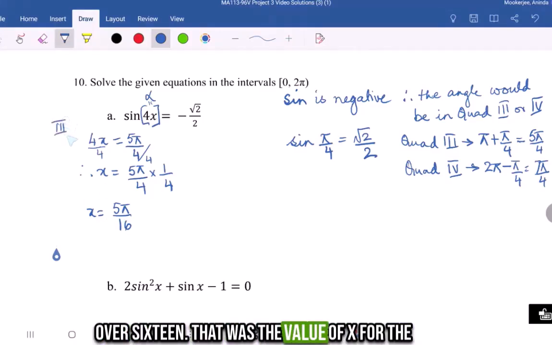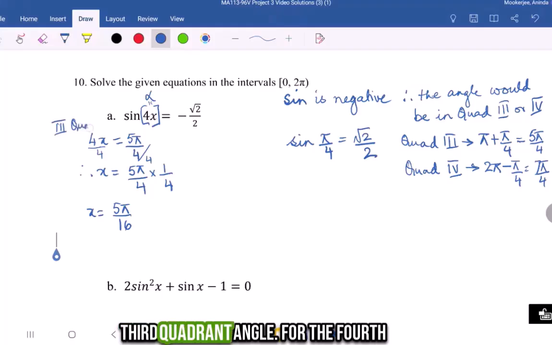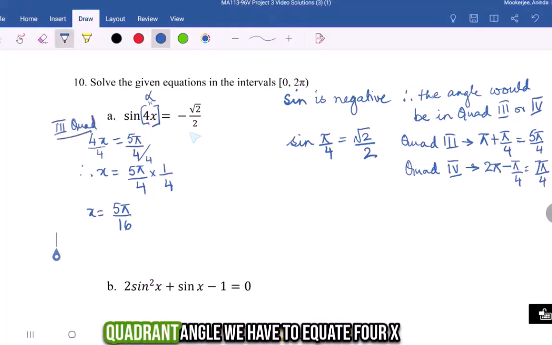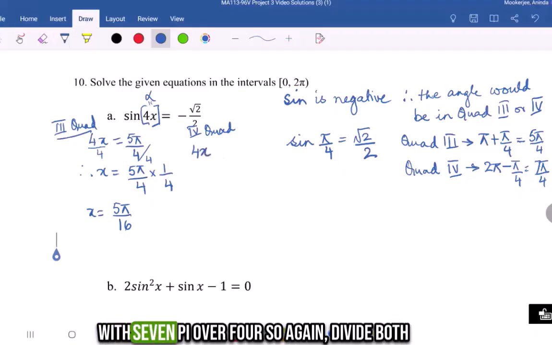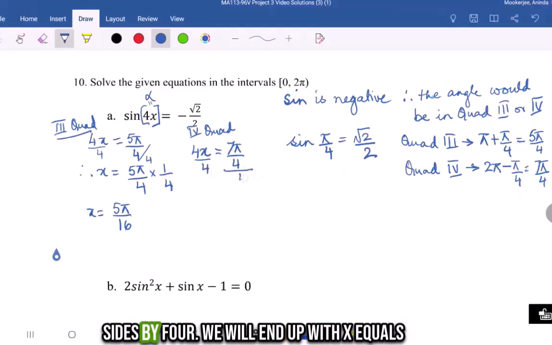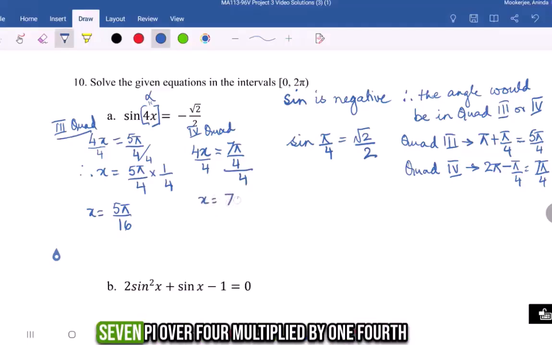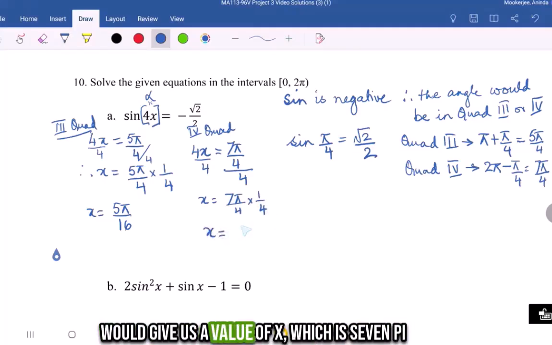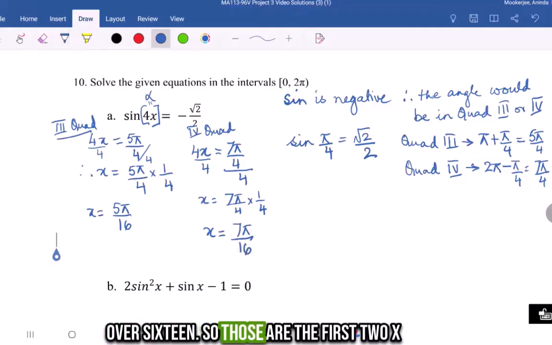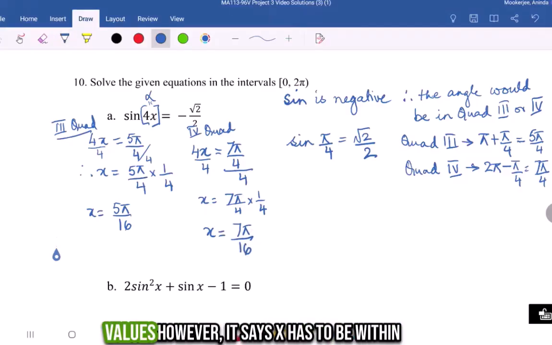That was the value of x for the third quadrant angle. For the fourth quadrant angle, we have to equate 4x with 7 pi over 4. So again, divide both sides by 4. We will end up with x equals 7 pi over 4 multiplied by 1/4, which gives us a value of x of 7 pi over 16. So those are the first two x values.